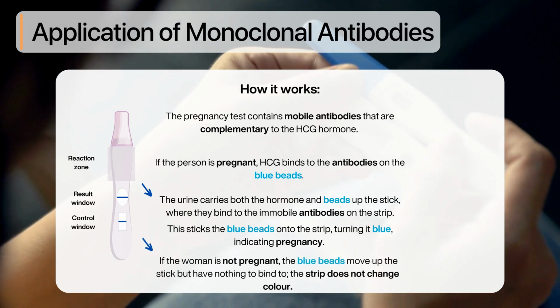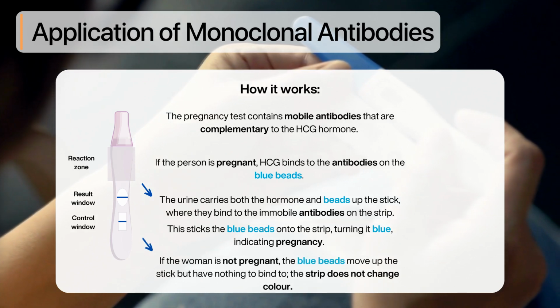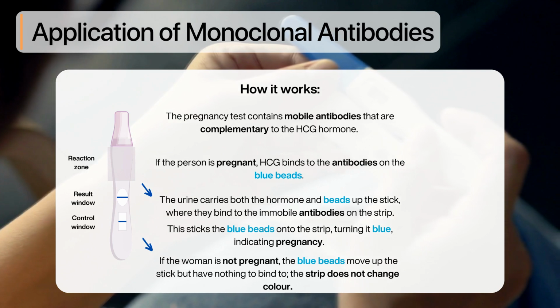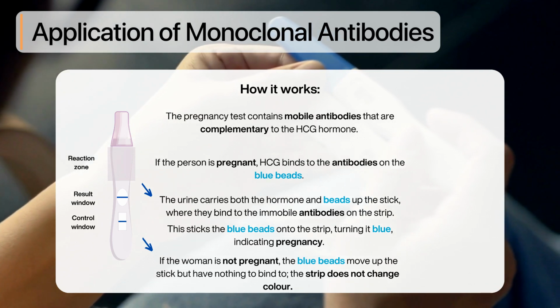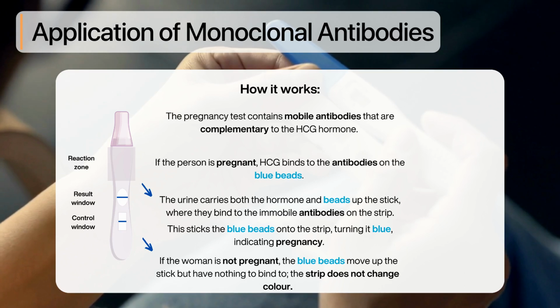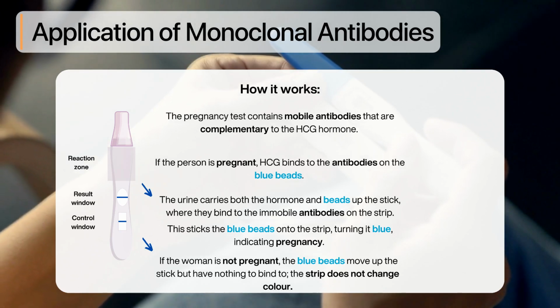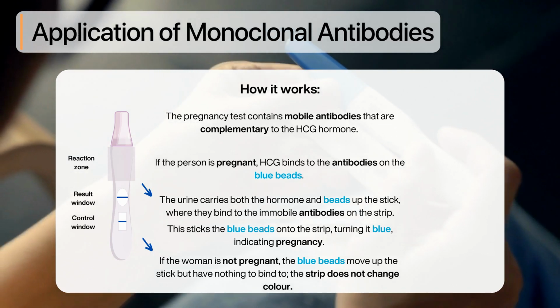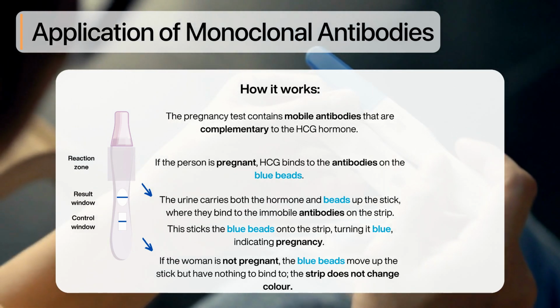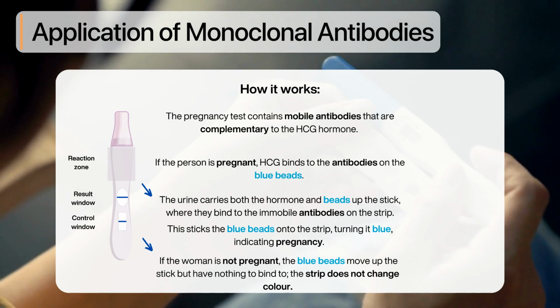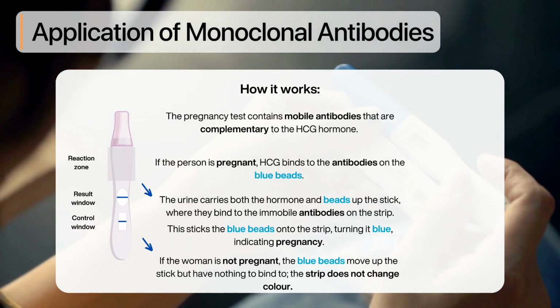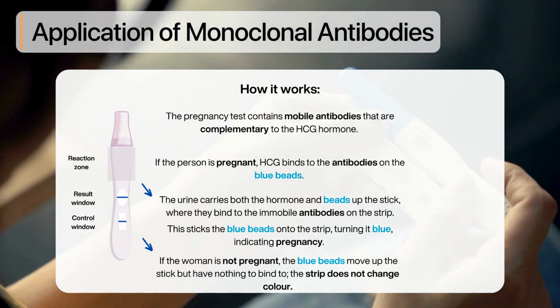However, if the person is not pregnant, then the mobile blue beads will move up the stick, but they will not be able to bind to the immobile antibodies on the test strip, since the person's urine would not contain any of the complementary HCG hormone. In this case, the blue beads would not bind to the test strip, and therefore it would not change colour. This indicates that the person is not pregnant.